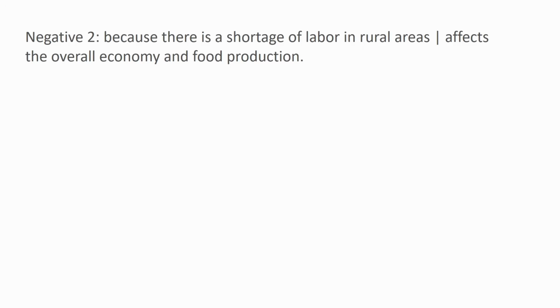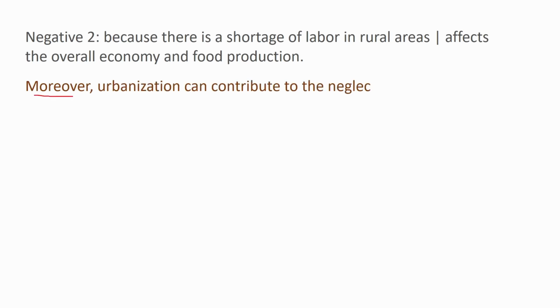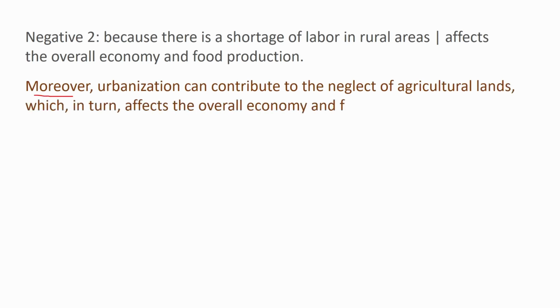Now, the second negative point. Remember, I said because there is a shortage of labor in rural areas, which affects the overall economy and food production. So I need to add one more negative point. So I start my paragraph with moreover. Moreover, urbanization can contribute to the neglect of agricultural lands, which in turn affects the overall economy and food security. So I need to explain how.